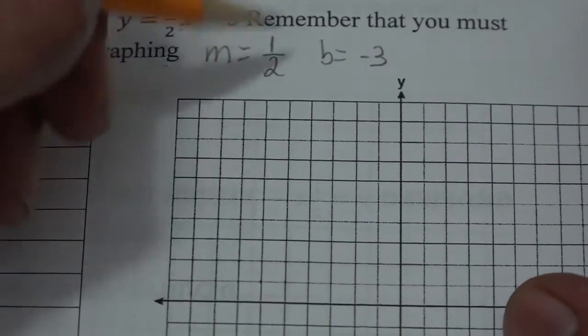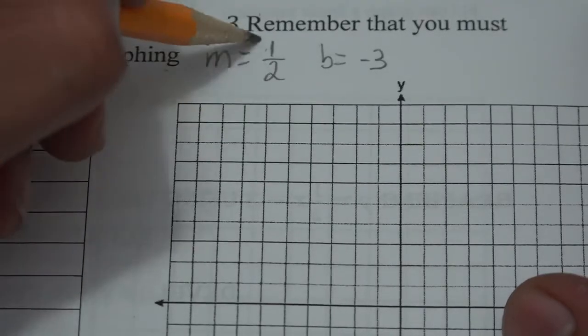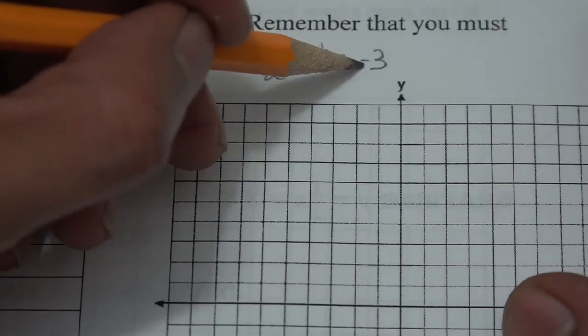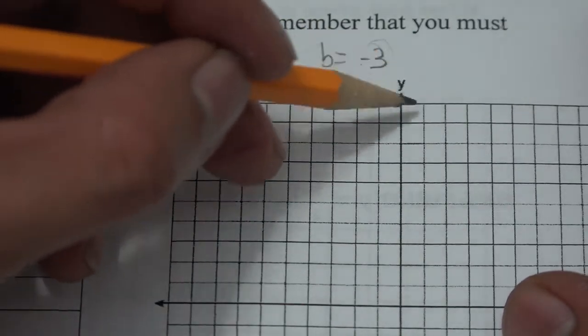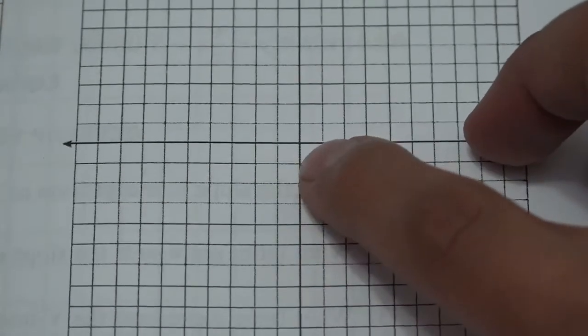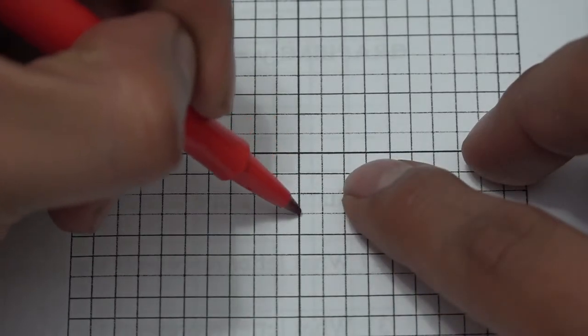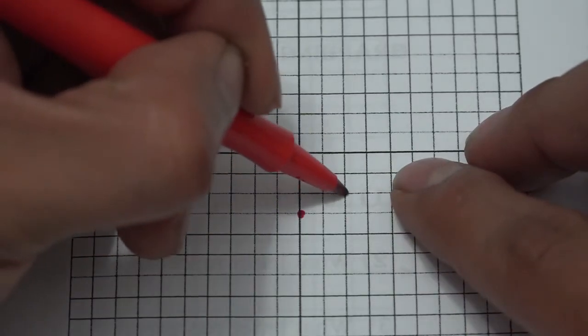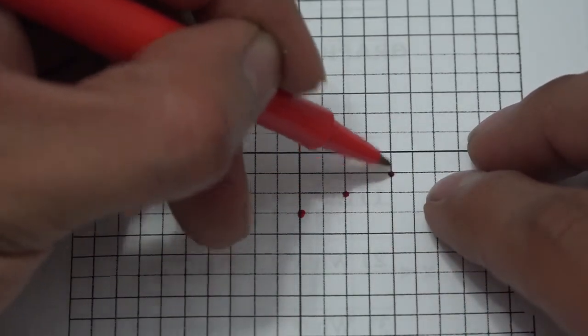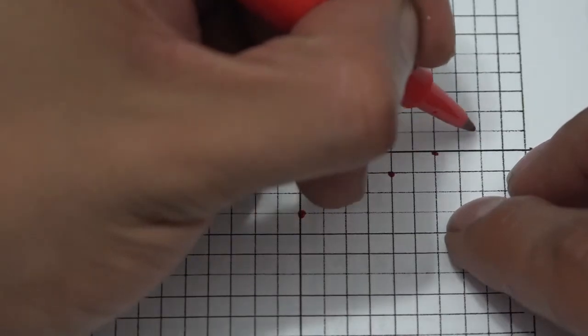So that means that I'm gonna go 1 up, 2 to the right, 1 up, 2 to the right, 1 up, 2 to the right, and I'm gonna start at 0, negative 3, because remember what the coordinates of the y-intercept are? 0, b. So I'm gonna start at 0, negative 3. So that's exactly what I'm gonna do. 0, negative 3. 0, 1, 2, 3, negative 3. And the slope is 1 over 2. So 1 over 2, 1 over 2, 1 over 2.